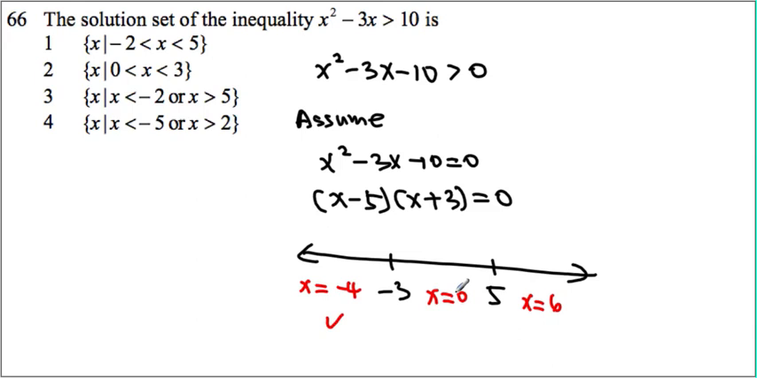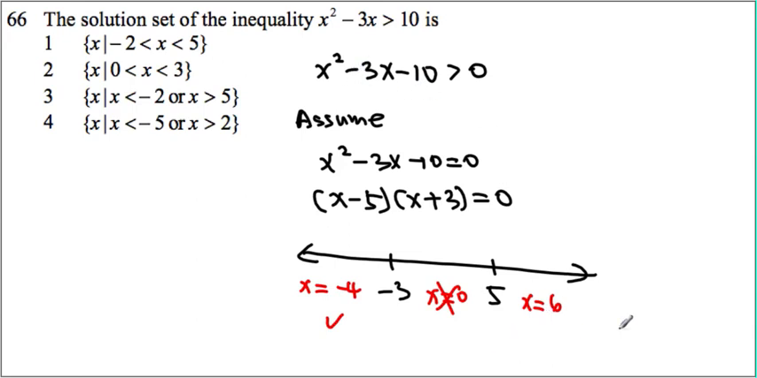If x equals 0, then this portion is 0, 0, so we end up getting negative 10. Negative 10 is not greater than 0. So this section is not what we want. Let's look at when x equals 6. If x equals 6 here, we get 36 minus 18 minus 10, which we end up getting positive numbers still. I believe 12. No, 8. No, is it 4?